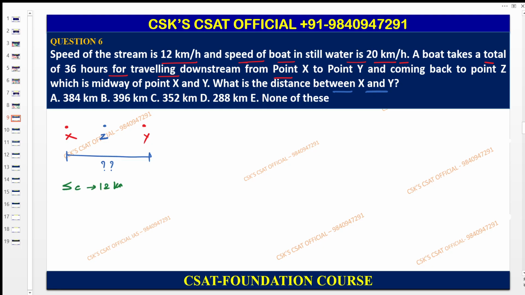So we need to find out the total distance. Okay, this was the question here. What are the data provided? The speed of the current is provided as 12 km per hour. The speed of the boat is provided as 20 km per hour.